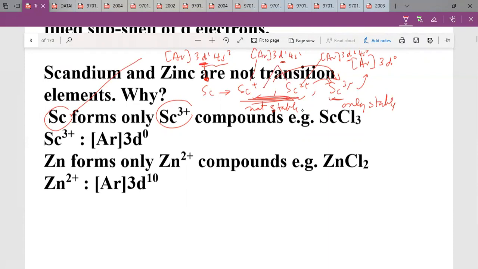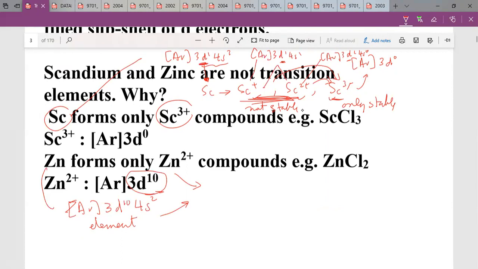Now same thing with zinc. Zinc element is Ar 3d10 and 4s2. Now this is an element. But when ionized, the only stable compound is Zn2+, which is this one here. So this is completely filled. It is not incompletely filled. It's a d block element. So that's why zinc is not included.